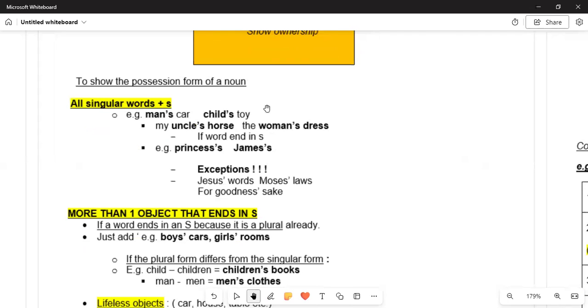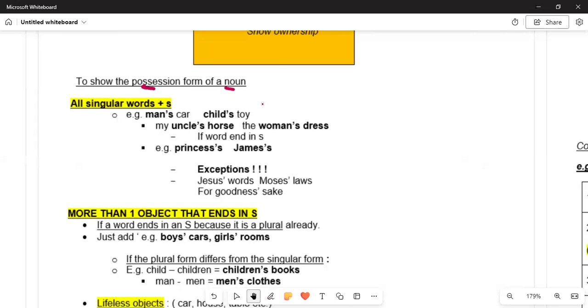Remember, we know very well what a noun is. We have said that a noun is the name of a person, of a place, of an object, and then we have varieties of nouns. So we are saying this shows the possession of a noun. That is the main important aspect that you need to consider in regard to the use of an apostrophe.